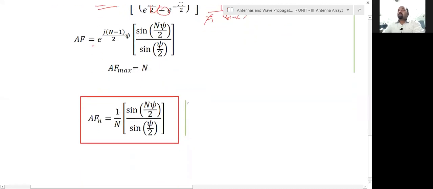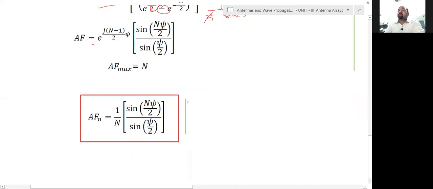Now the normalized value AF, right? The normalized value of the array factor is equal to the array factor divided by its maximum value, right? So the maximum value of this is n, because the sine maximum value is 1, and in the denominator the sine maximum value is 1, so 1 by 1 is 1, and the maximum value of e power j n minus 1 psi by 2 is n. So the array factor maximum is 1.